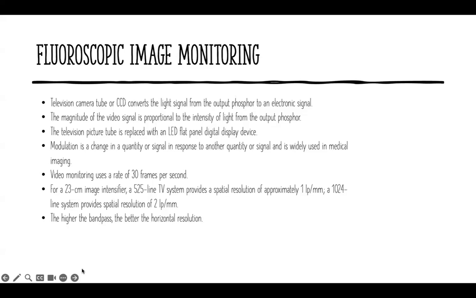Video monitoring uses a rate of 30 frames per second. For a 23 centimeter image intensifier, a 525 line TV system provides a spatial resolution of approximately 1 line pair per millimeter. A 1024 line system provides spatial resolution of 10 line pairs per millimeter. And the higher the bandpass, the better the horizontal resolution.